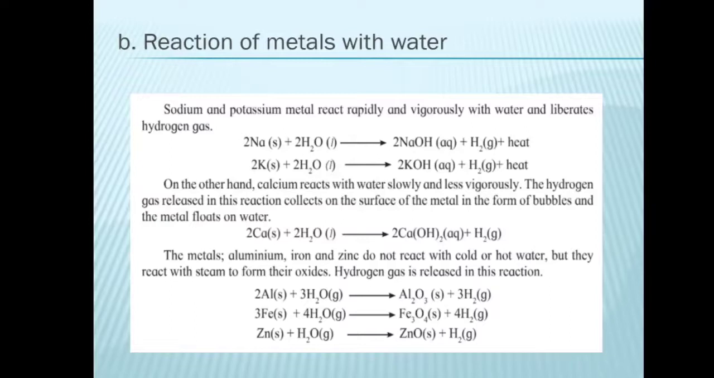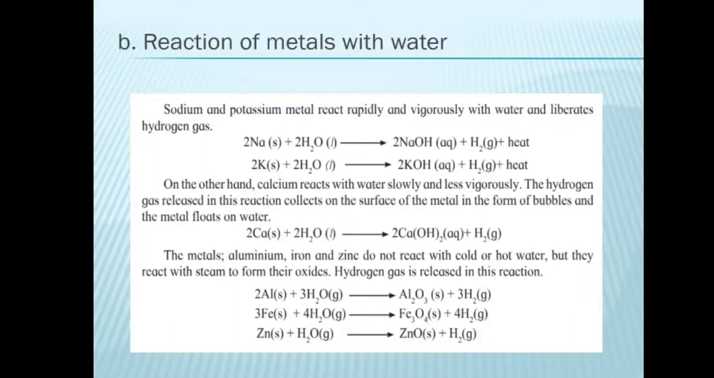On the other hand, calcium, which is less reactive, reacts with water slowly and less vigorously. The hydrogen gas released in this reaction collects on the surface of the metal in the form of bubbles and the metal floats on water. The reaction follows: calcium plus water giving you calcium hydroxide in the aqueous state plus hydrogen gas is liberated.